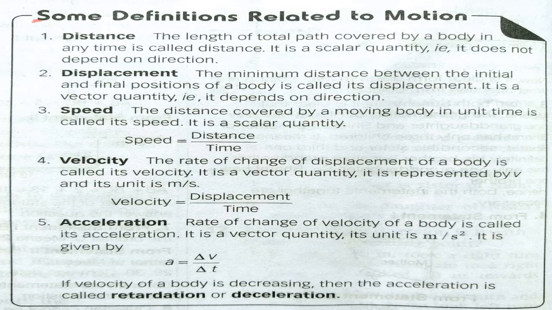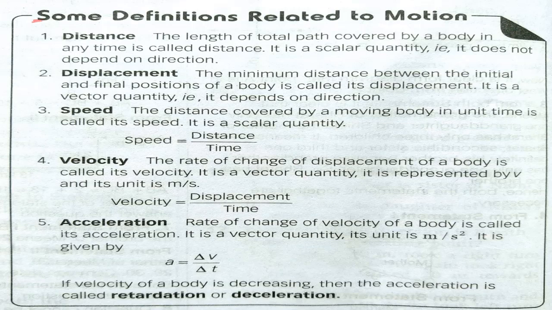Fourth one, velocity. The rate of change of displacement of a body is called its velocity. It is a vector quantity. It is represented by V and its units are meter per second. Velocity is equal to displacement by time.